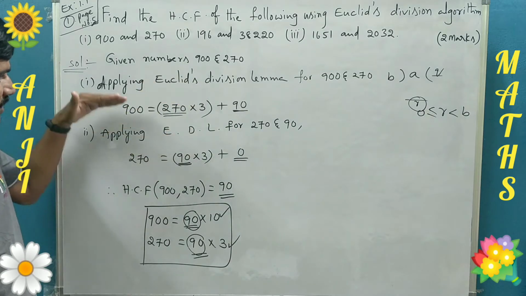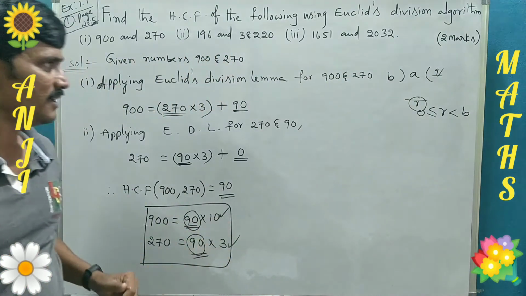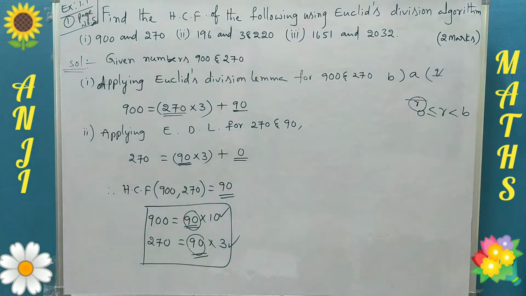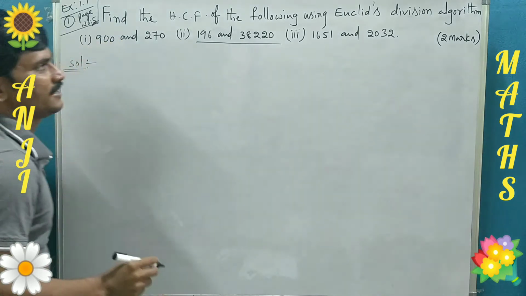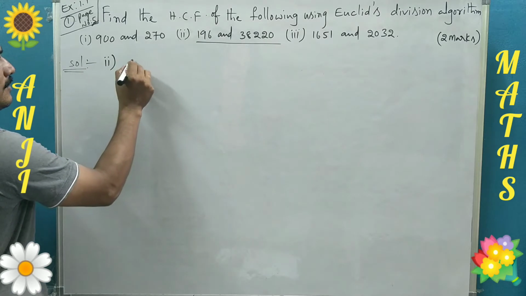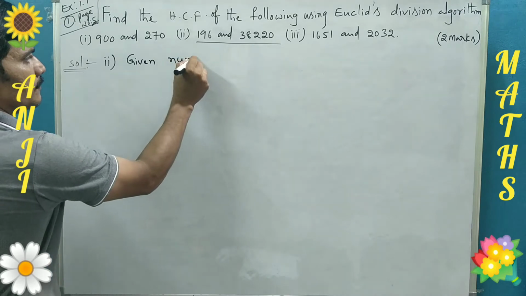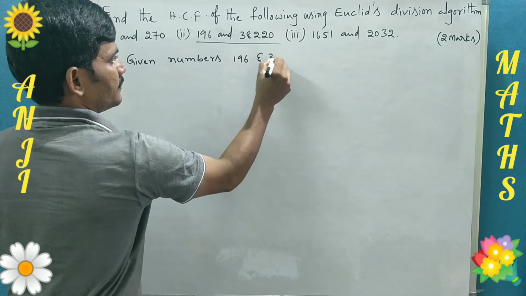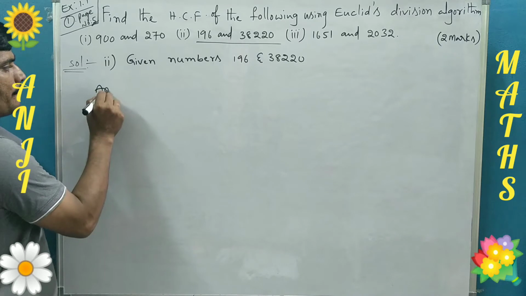As we have proceeded in 2 steps, this step-by-step process is known as an algorithm. Now let us go for the second one. Let me wipe this out. The second pair of numbers is 196 and 38,220. Numbers: 196 and 38,220.